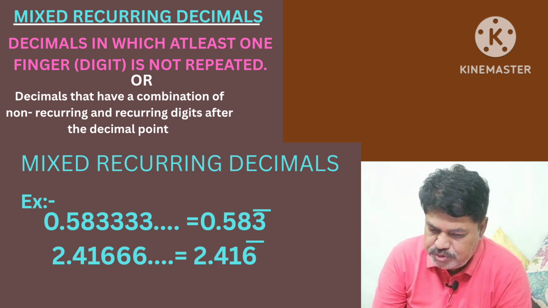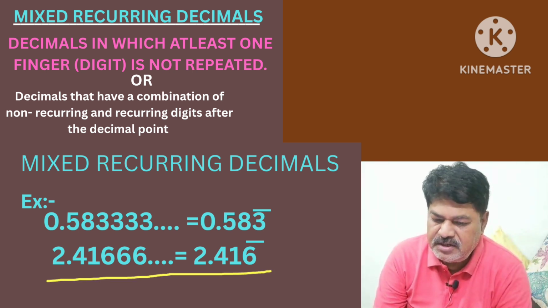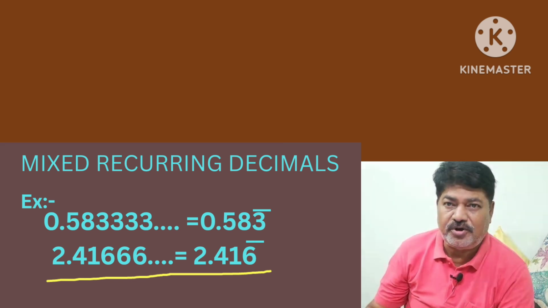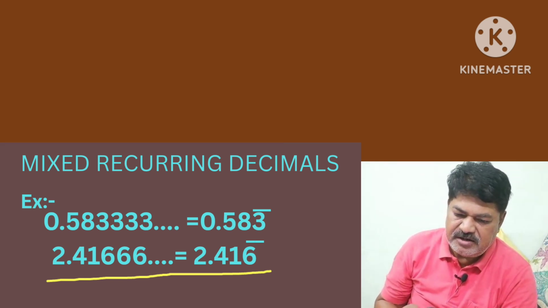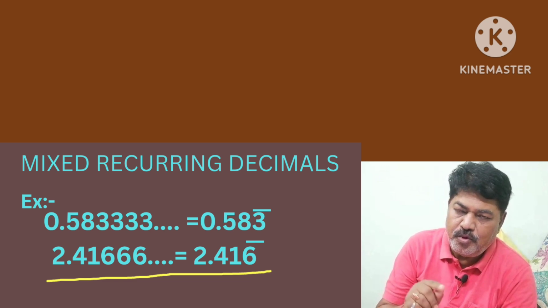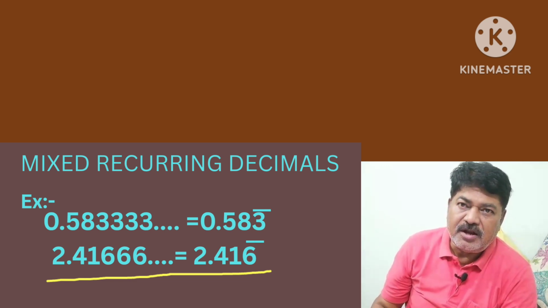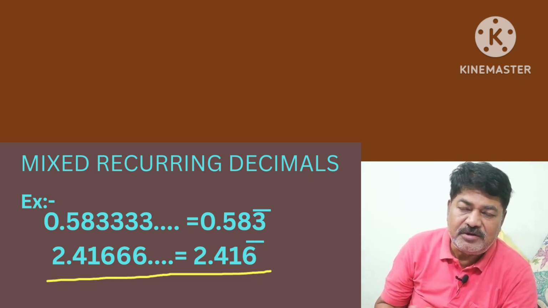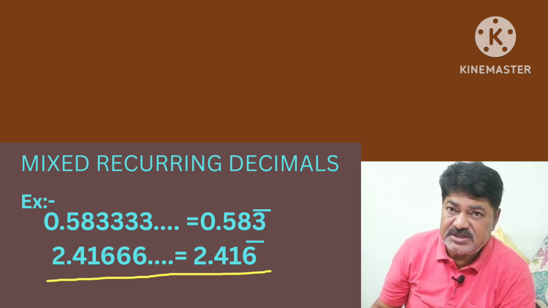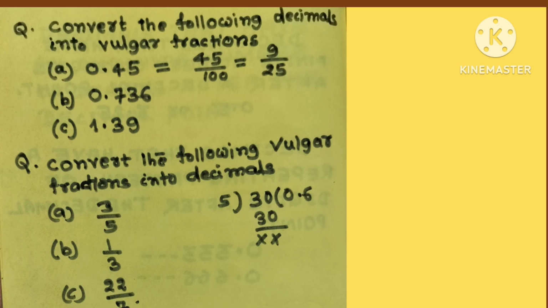Second example, 2.416666 ... So here, after decimal point 4, 1 are non-recurring, not repeating, but 6 is repeating. That's why it will be 2.416 bar.